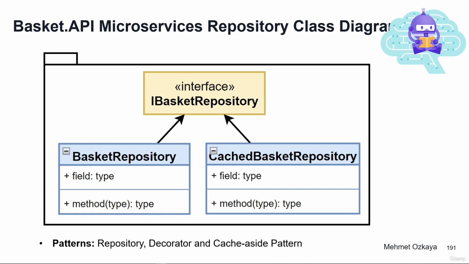So we will follow the repository pattern, which provides an abstraction layer over the database, and we will use the decorator pattern using the Scrutor library in order to decorate BasketRepository for caching operations. We will follow the cache-aside pattern, fetching data from Redis when available, otherwise from PostgreSQL, and updating the cache information. So now let's get started.